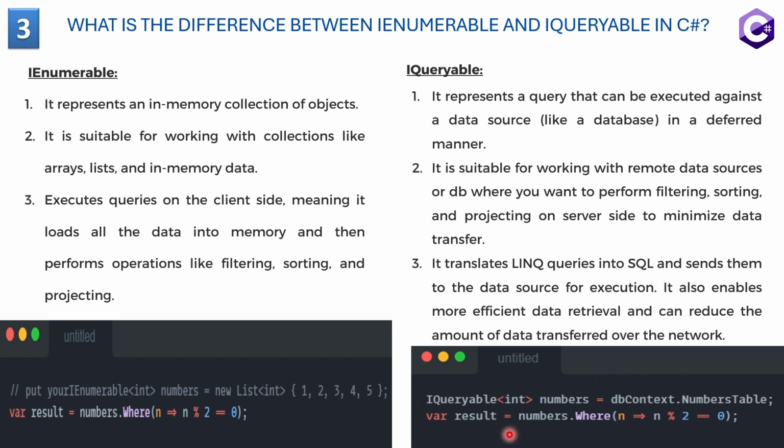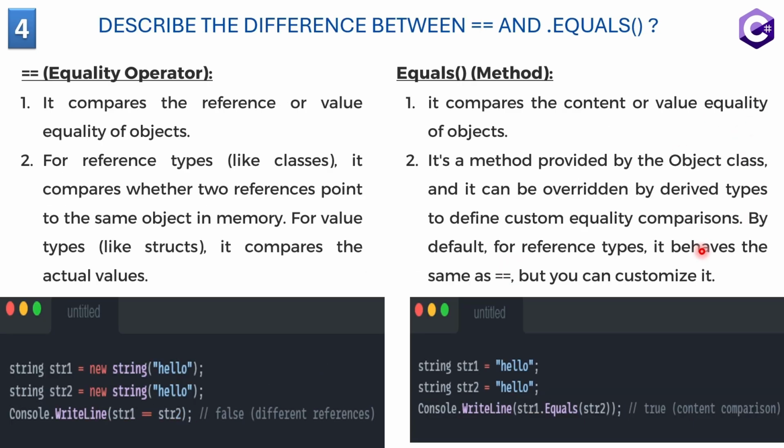So that's the main difference between IQueryable and IEnumerable. The next question is: describe the difference between double equals and the .Equals expression.